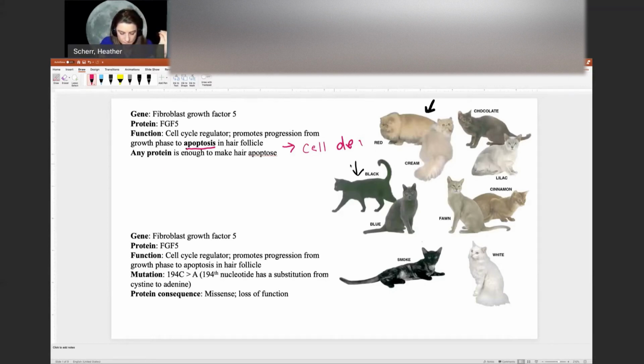So would that be a dominant or recessive characteristic if any amount of protein is sufficient? Any amount. I would say that's dominant. Dominant. Any amount means that one copy would be enough, which you guys just told me. Ariana says dominant. Good. So that's the complete dominant trait there.